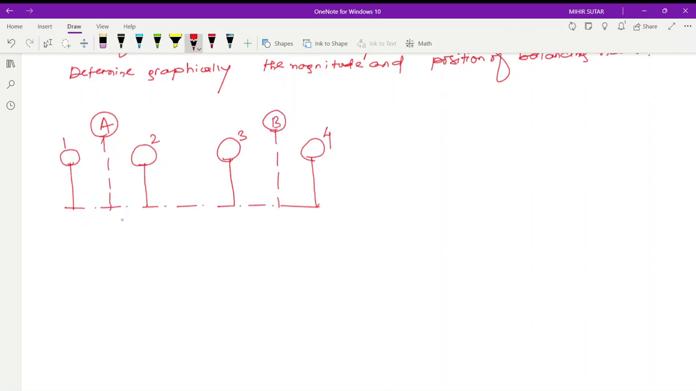Okay. Now let's say RP, this is our reference plane. So this distance is 4 centimeter. Distance between plane 1 and 2 is 8 centimeter. Distance between plane 1 and 3 is 16 centimeter. Distance between plane 1 and 4 is 28 centimeter.